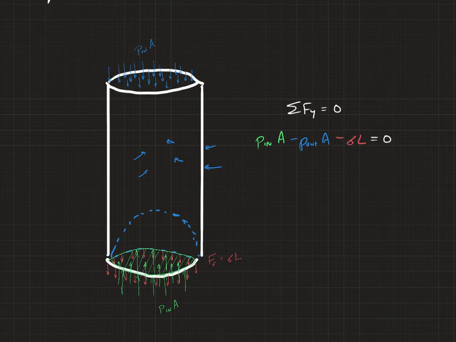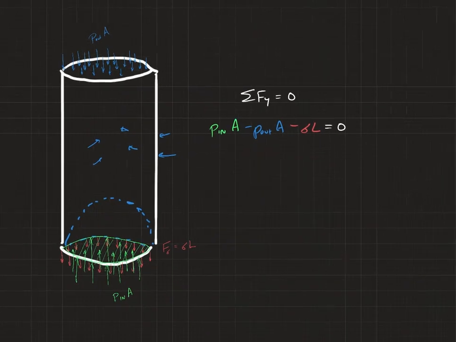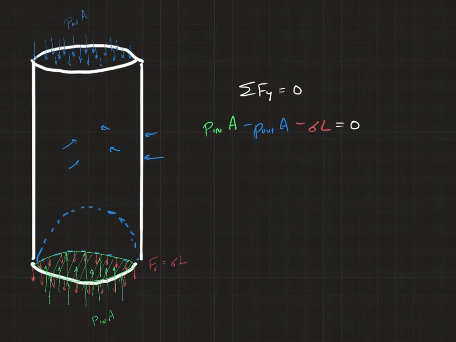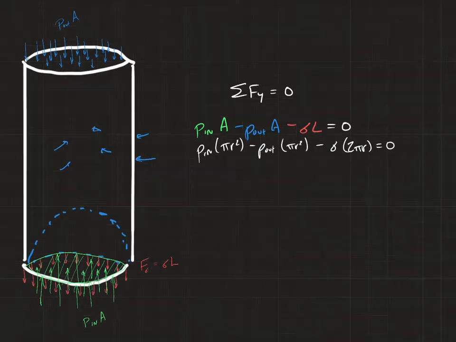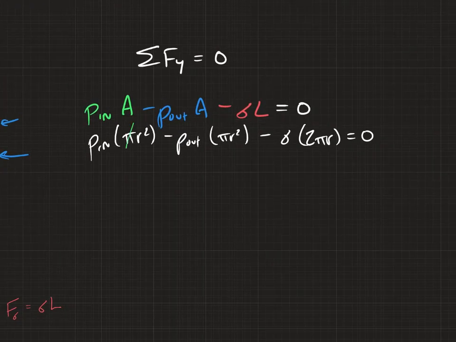So the only thing here, and this is kind of the trick to this problem, is remembering the area of the circle. So P in times the area, pi r squared, minus P out times the area, pi r squared, minus sigma times the length, which is acting again on the circumference of the circle, 2 pi r, equals 0. What's nice here as we work through this algebra is the pi's are going to go away, this r is going to go away, those squares are going to go away. And I can rearrange this.